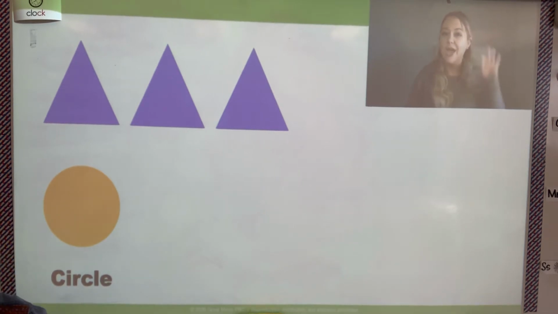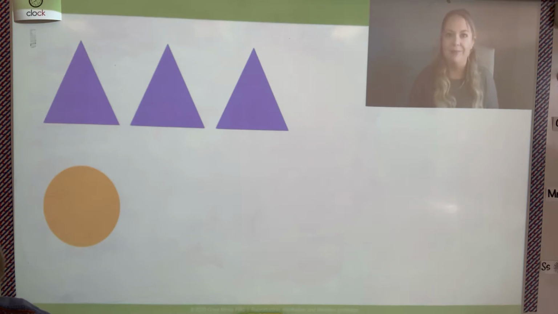I also need 3 circles. So count them with me. 1, 2, 3.